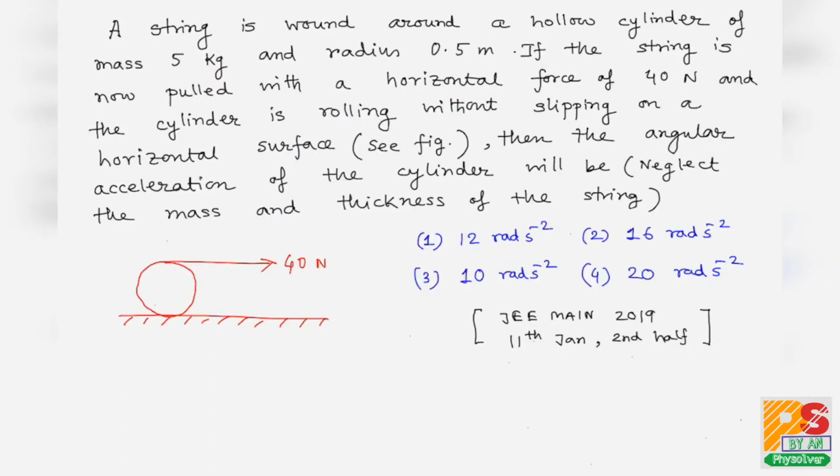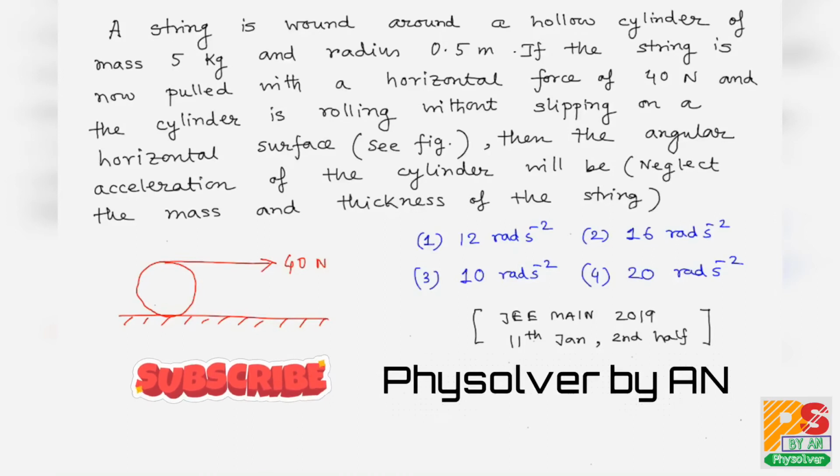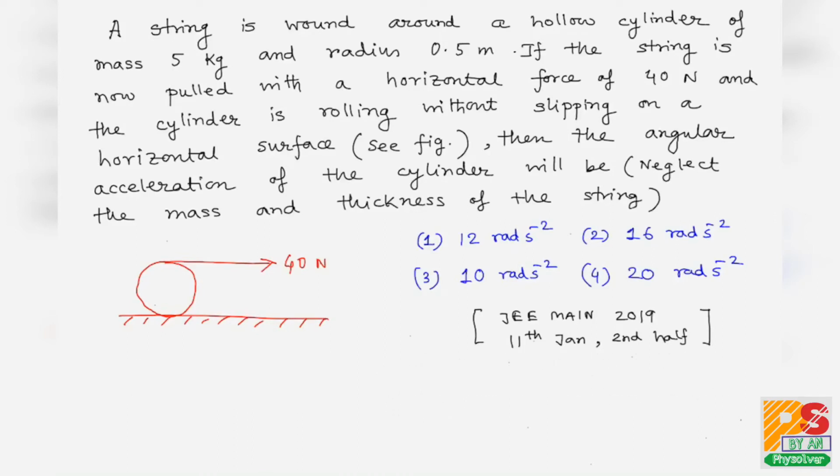Hello students, the question is, a string is wound around a hollow cylinder of mass 5 kg and radius 0.5 meter. If the string is now pulled with a horizontal force of 40 Newton and the cylinder is rolling without slipping on a horizontal surface, then the angular acceleration of the cylinder will be. Neglect the mass and thickness of the string.